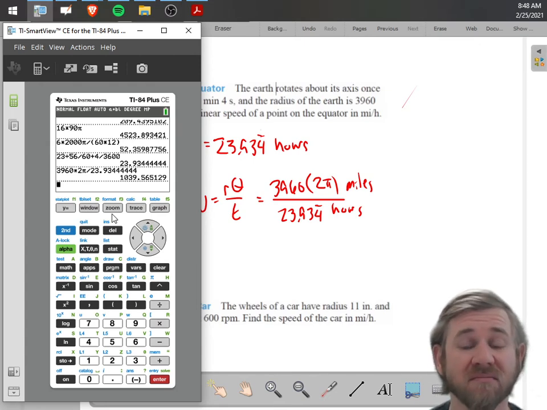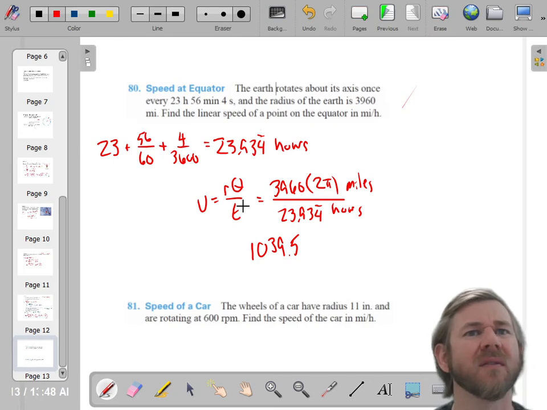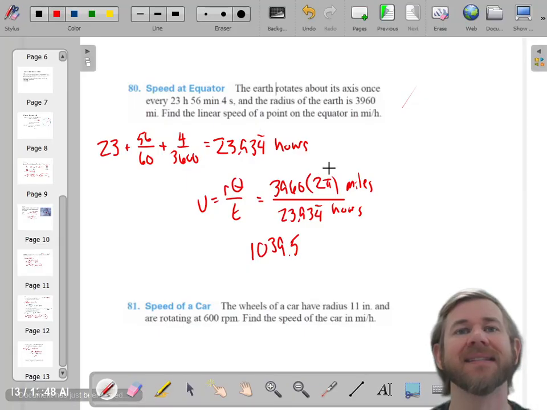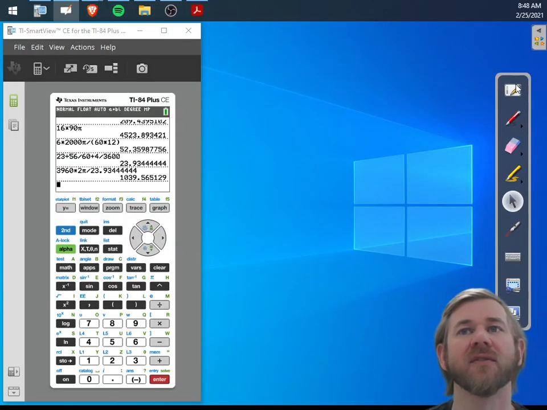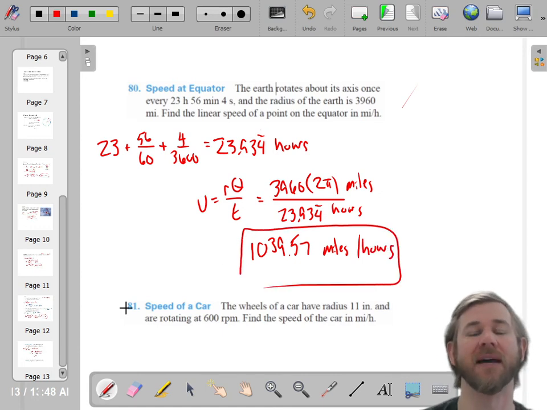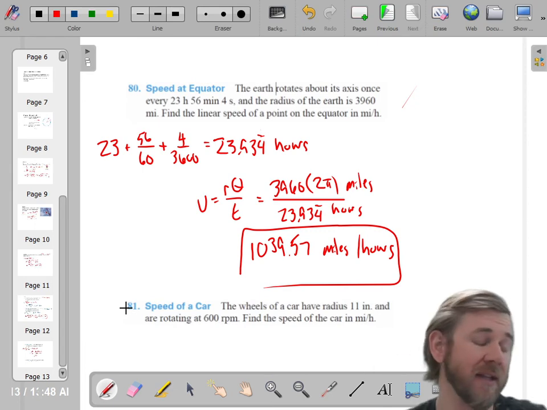That's pretty fast. Okay, so this is 1039.565, so 57 miles per hour. So if you're just riding along the Earth on the outside, on the equator, you're going 1,000 miles an hour. You just don't feel it because you're not accelerating.